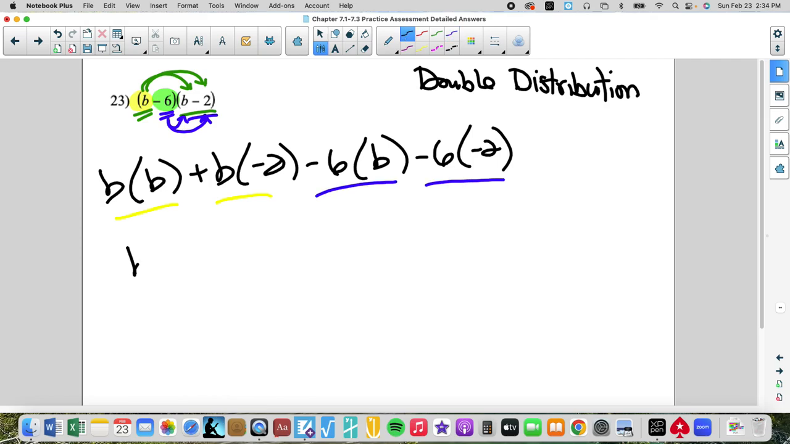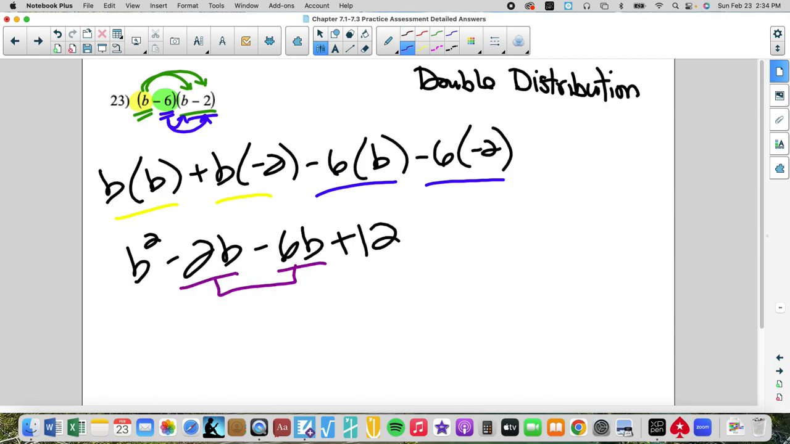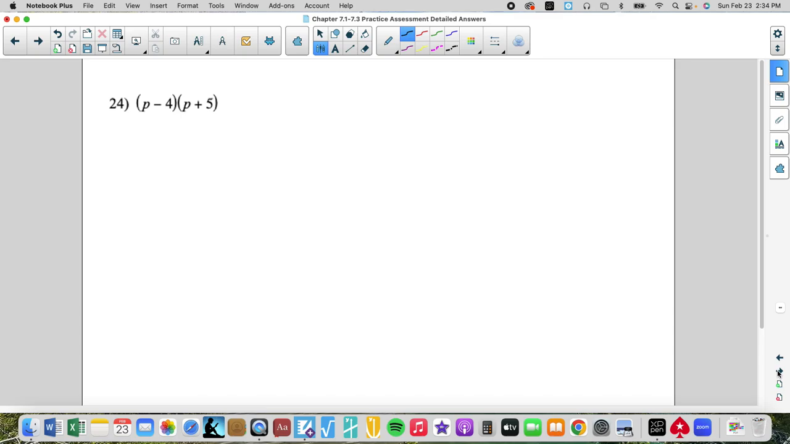So b times b is b squared. B times negative 2 is negative 2b. Negative 6 times b is negative 6b. Negative 6 times negative 2 is positive 12. We notice that my two terms are like terms. They both are b's to the first. So we're going to combine their coefficients. So b squared doesn't have a partner. Negative 2b and negative 6b makes negative 8b plus 12. In standard form, we are good.